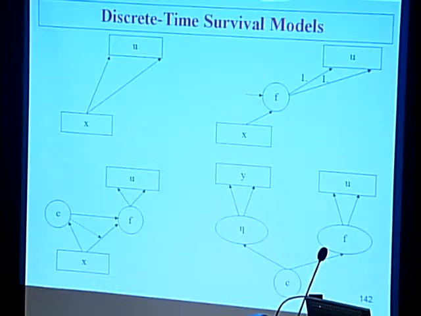Then I will show you an example. The reason this F is introduced is because when you have a residual here, you have a so-called frailty hazard model, a little bit harder to estimate. And then I will talk a little bit about that.